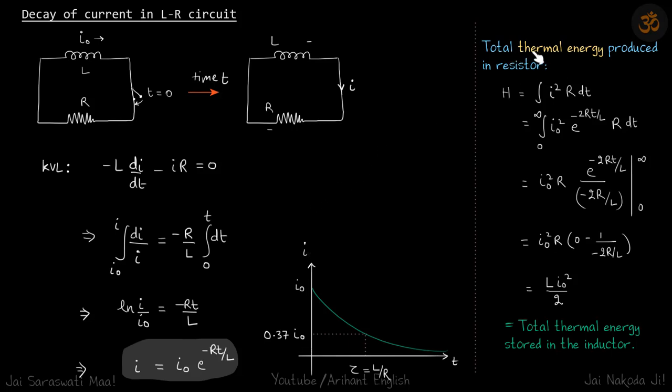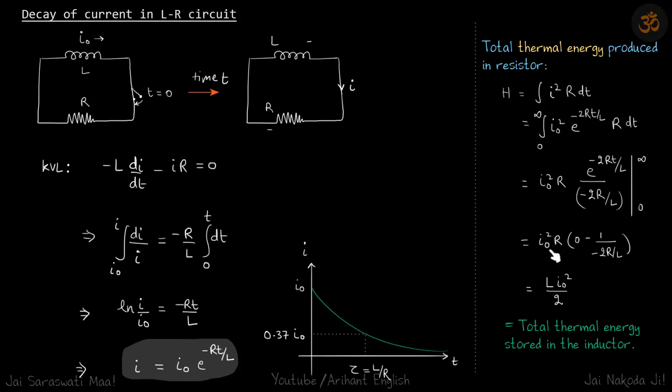Now let's calculate total thermal energy produced in the resistor. So there is some current going through the resistor and it's decreasing with time, and at infinite time that current is 0. So how much energy is dissipated in the resistor we need to find. So heat is equal to integral of I square R dt, and I can write from here I naught square e power minus 2 RT by L times R dt. So I'll put the limits of time now from 0 to infinity.